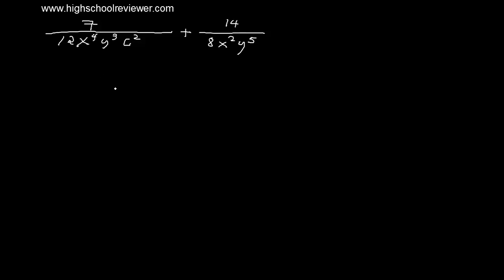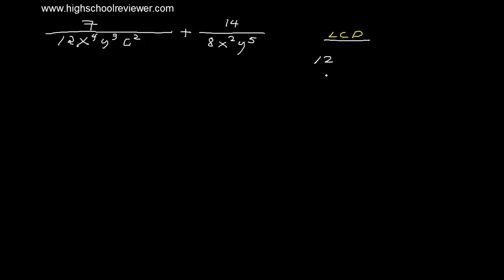To solve this dissimilar rational algebraic expression, first we need to find the LCD. We need to find the LCD of the denominators. LCD stands for lowest common denominator. It's also the lowest common multiple of the terms here in the denominators. So let us now find the LCD of 12 and 8.